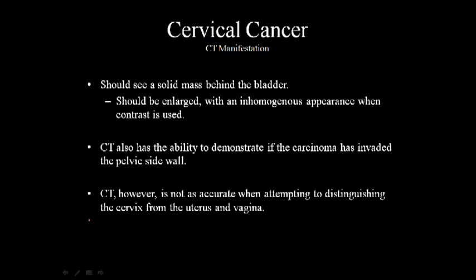So if you were looking at it in terms of CT, you should see a solid mass behind the bladder, which should be enlarged with inhomogeneous appearance when contrast is used. So you're not looking for a homogeneous area. You should see inhomogeneous or heterogeneous density. CT also has the ability to demonstrate if the carcinoma has invaded the pelvic side wall. And CT is not accurate when attempting to distinguish the cervix from the uterus and vagina.